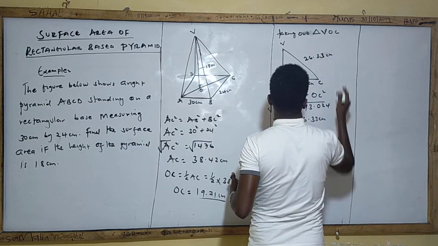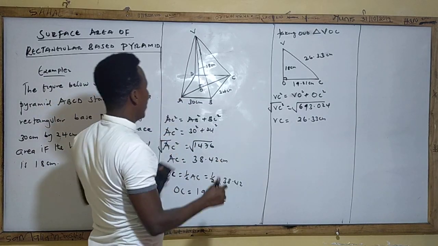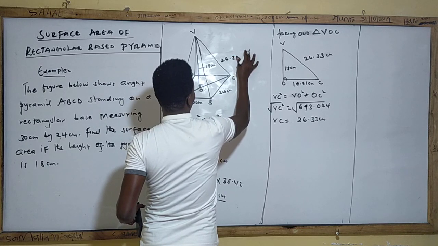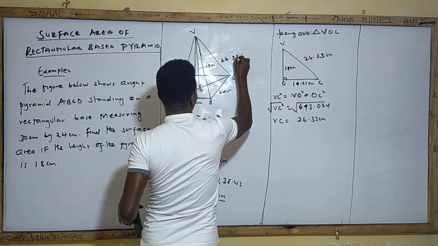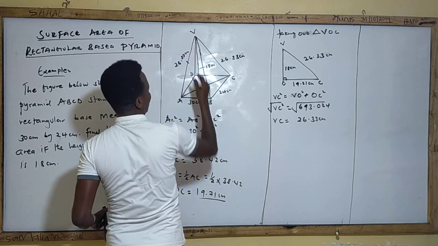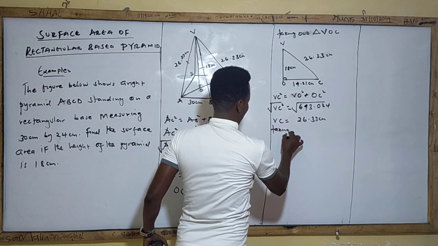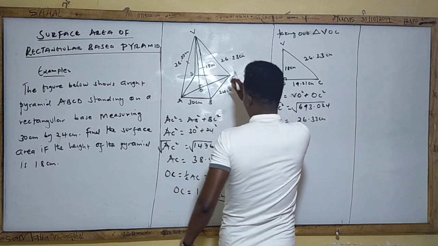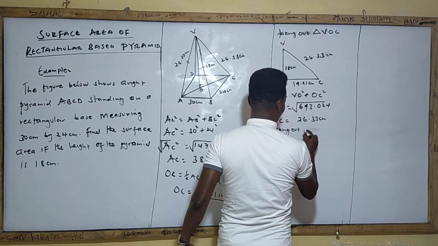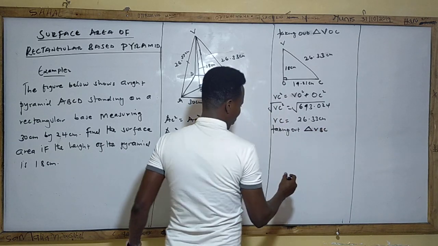26.33. So now, again, let me get this triangle. Now I've gotten this one as 26.33 centimeter. Here also 26.33 centimeter. So I'll say again, taking out, let me take out this triangle V, taking out triangle VBC. I know that it will take this shape.